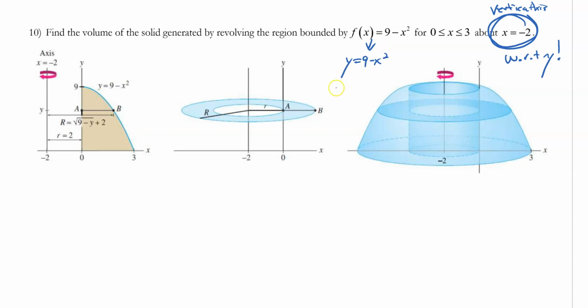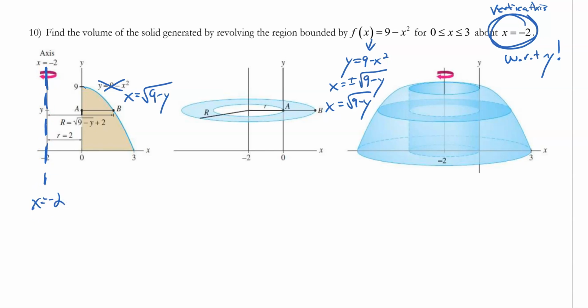So right off the bat, I know this is y equals 9 minus x squared. I'm going to have to solve for x. So x equals, let's see, subtract 9, then divide by -1 and square root. So plus or minus square root of 9 minus y. Okay, and you'll notice we're using the right half because it says between 0 and 3, so we just want the positive case. So this function right here is actually x equals square root of 9 minus y. Okay, and we're spinning it around this axis right here, which is x equals -2.